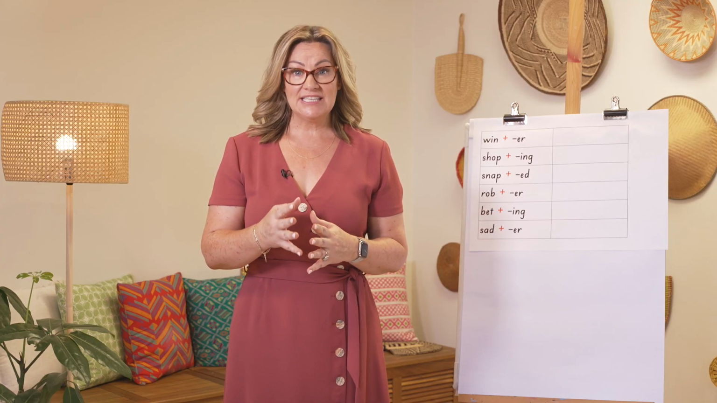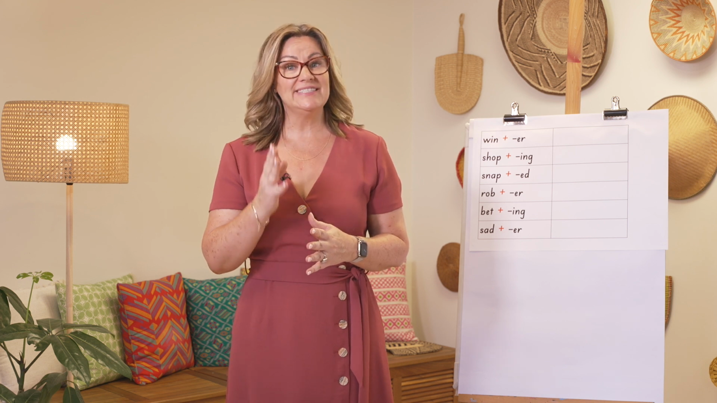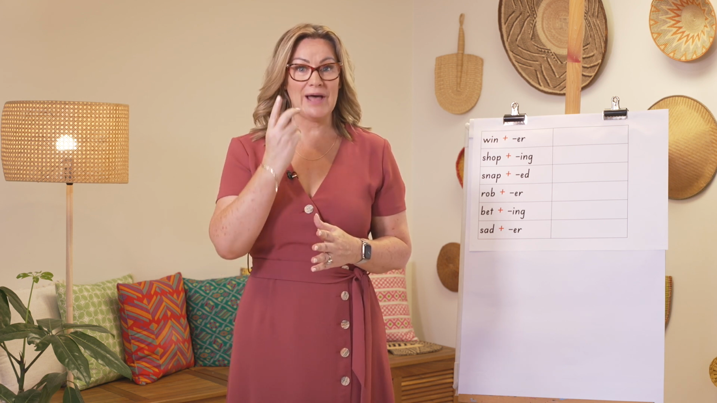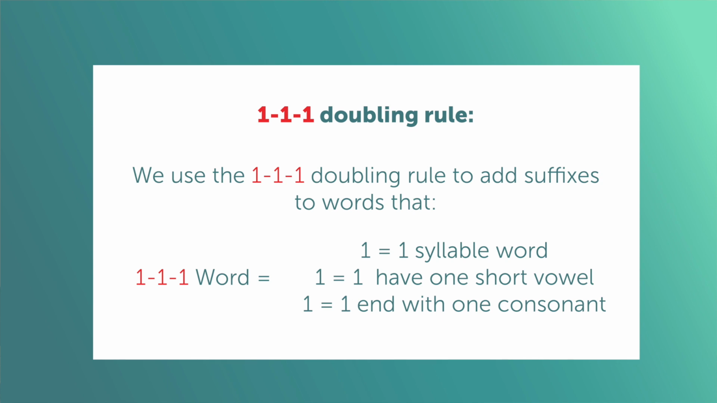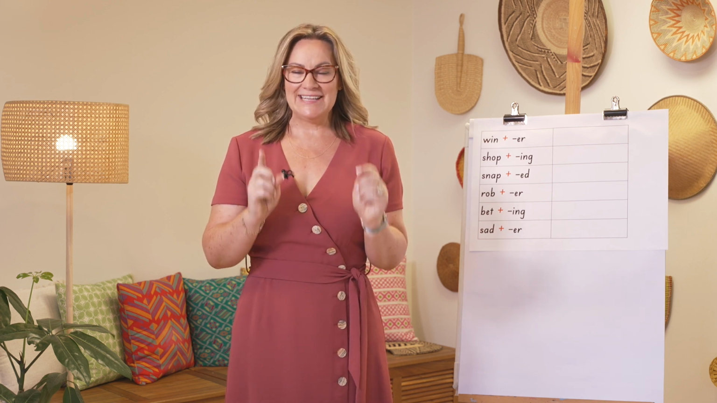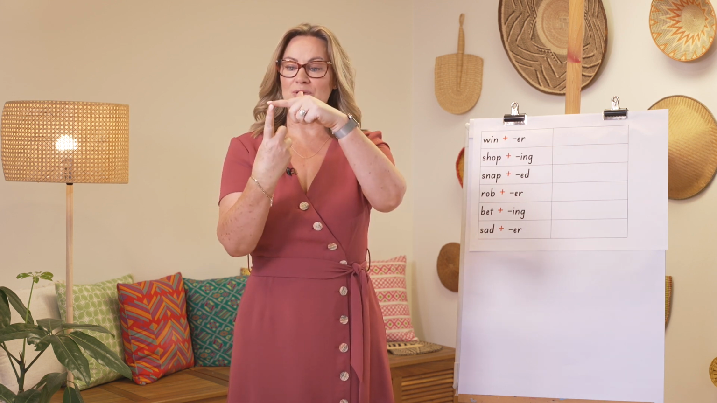Our learning intention today is we are going to use the doubling rule, the 1, 1, 1 rule, for when we're adding suffixes to words that end in a consonant. This might be a little bit of revision for some people, so we will read and write some words using this rule. This rule is really easy to remember if you just remember the 1, 1, 1 part.